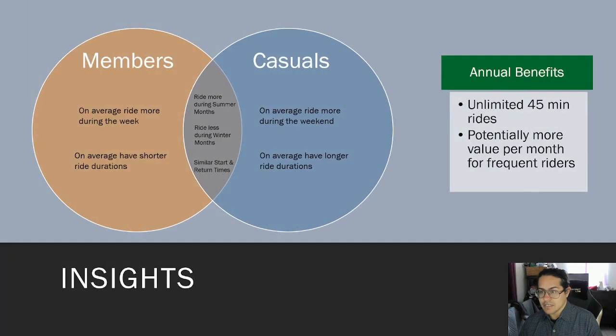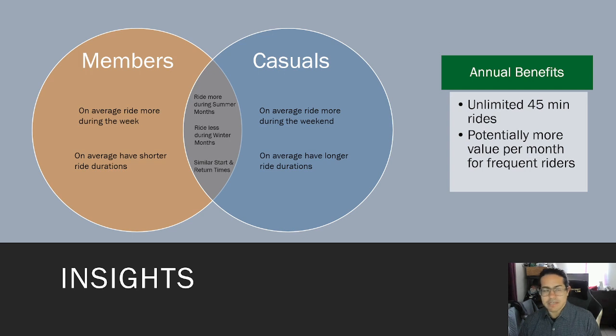So when we look at them side by side, we have the members who on average ride more during the week, but they have overall shorter ride durations. And between the both of them, they both ride more during the summer months. They both ride less during winter months. And while the members spike a lot more at 8 and 5 p.m., they have similar start and return times.